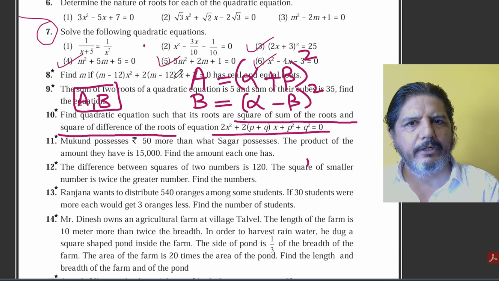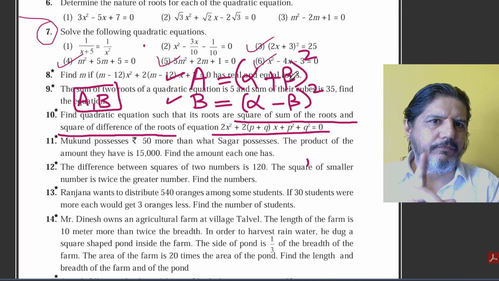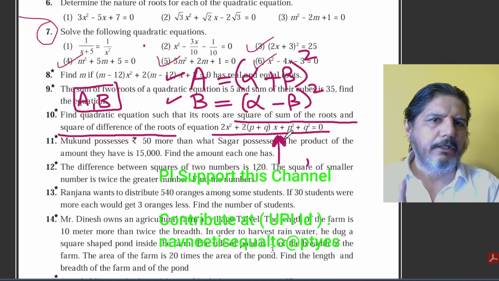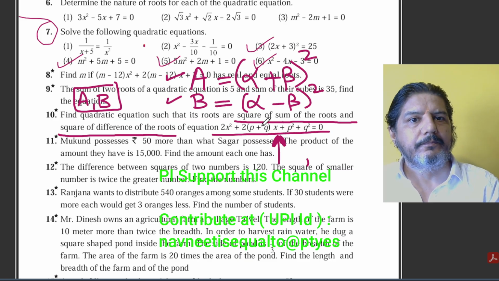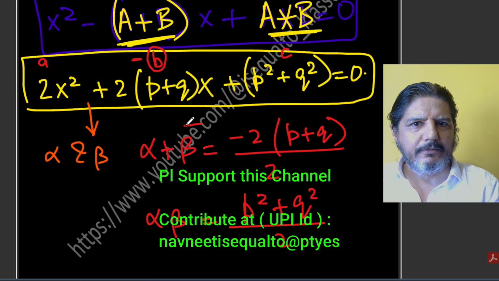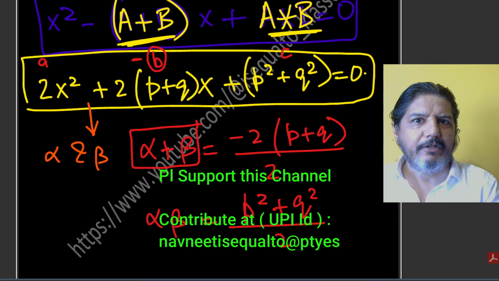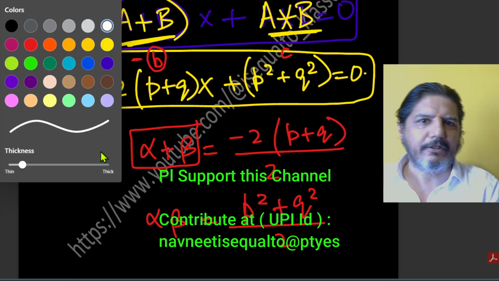If it is not clear, let's look at this again. Find quadratic equations such that its roots, that is a and b, are square of sum of the roots, alpha plus beta whole square, and square of difference of the roots, alpha minus beta whole square, where alpha and beta are roots of this equation. And please remember that alpha plus beta whole square we have found here. We require alpha minus beta. Alpha minus beta we'll have to calculate. And let's start doing it.